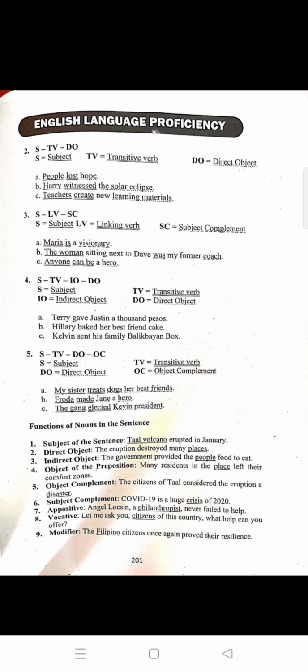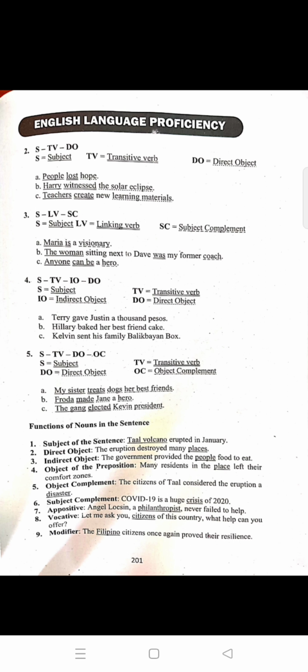Now, aside from patterns in sentences, we also have the 10 functions of nouns in a sentence. So a noun cannot just be a subject. It could function in 10 ways in a sentence. Of course, the first one is as a subject of the sentence.